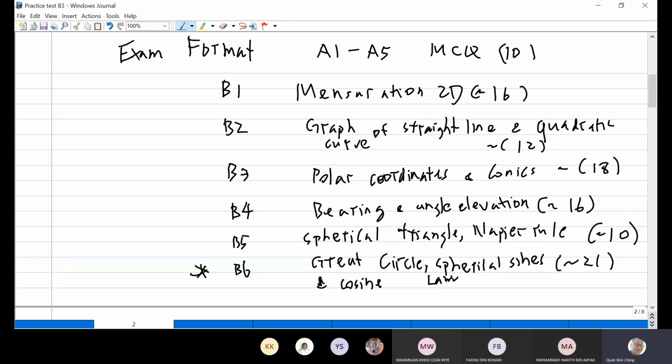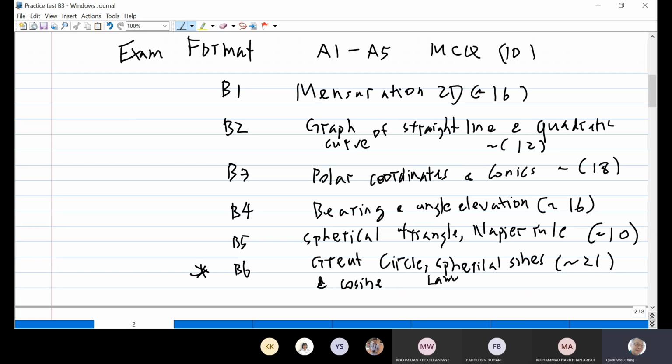Then the spherical triangle, Napier's rule, is on B5. And B6 is a big question, where you apply all the sine law and cosine law, spherical sine law and spherical cosine law, to solve the spherical triangle. So these are basically what you expect from the exam.